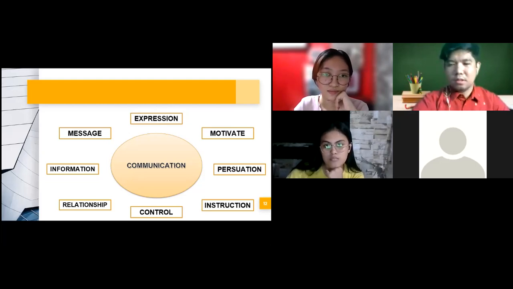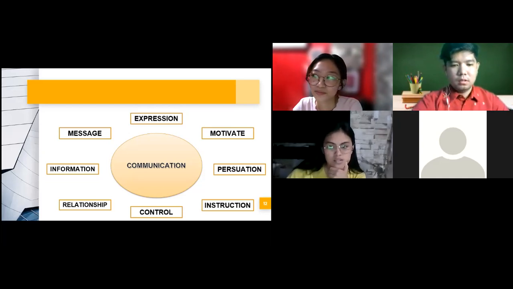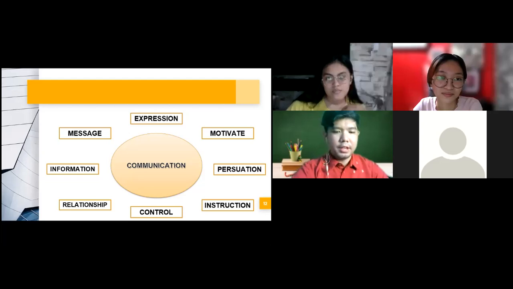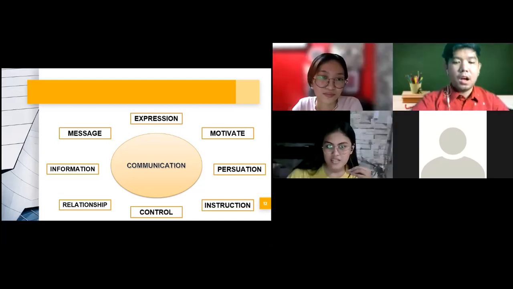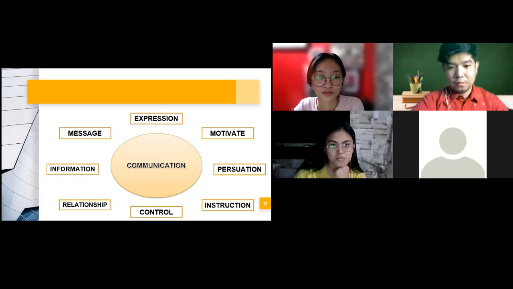Another aspect of communication is motivate. What do we mean by motivate, by the way? In one word, what do we mean by motivate? It starts with letter E and also ends in letter E. Yes, John Mariel? Encourage. Okay, encourage. When we say motivate, we are encouraging someone. So how do we encourage someone? Of course, through the use of communication.